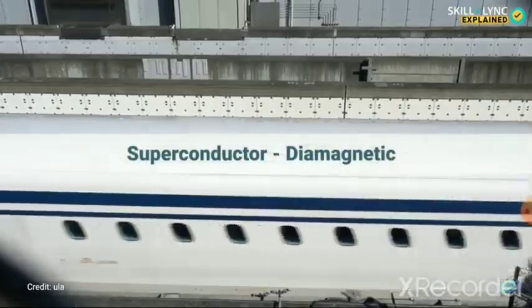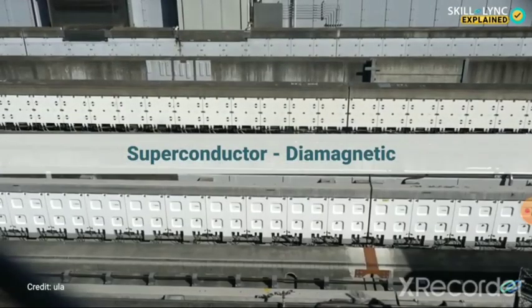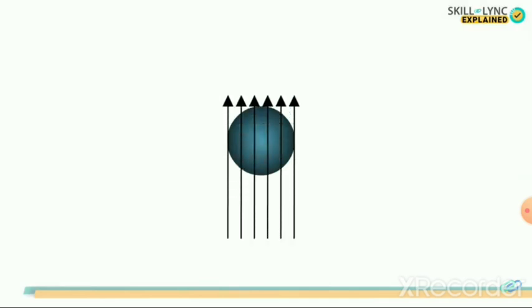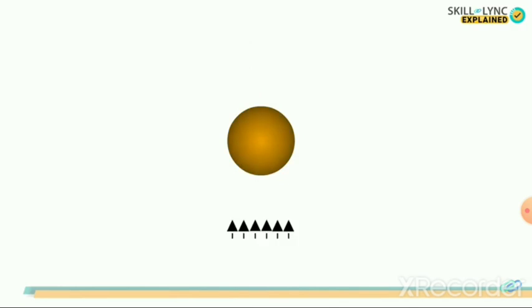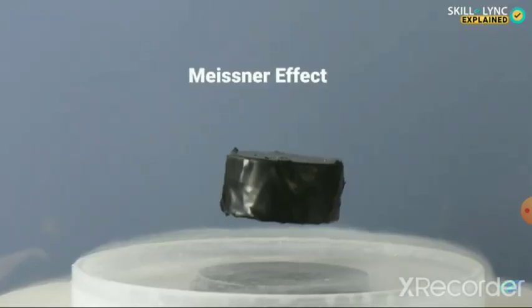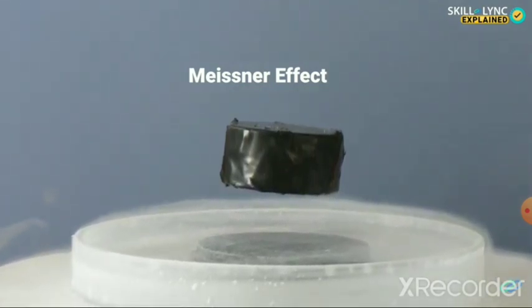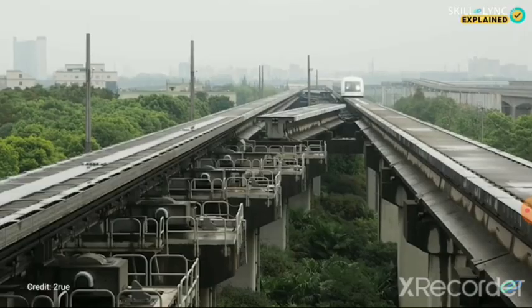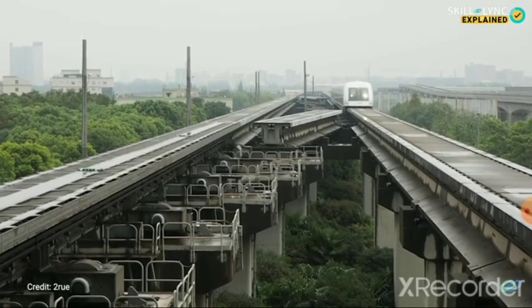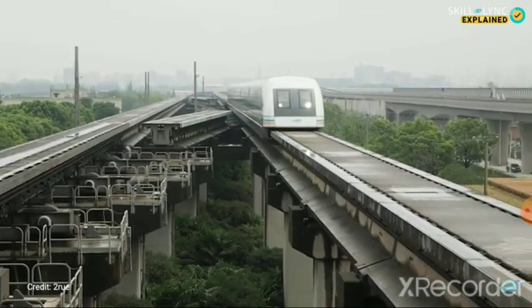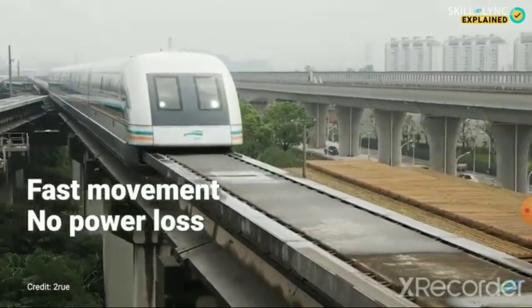A superconductor is completely diamagnetic as it expels magnetic fields. That is, when a normal conductor is placed in a magnetic field, the magnetic lines pass through it. But superconductors repel the field and will not have any magnetic field inside. This effect is called the Meissner effect, and because of this, superconductors are used in levitating trains. The fast-moving maglev train consists of superconductors on its base which repels the magnetic tracks. This ensures fast movement with minimal power loss.